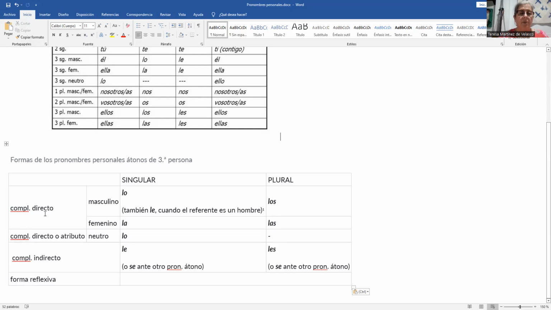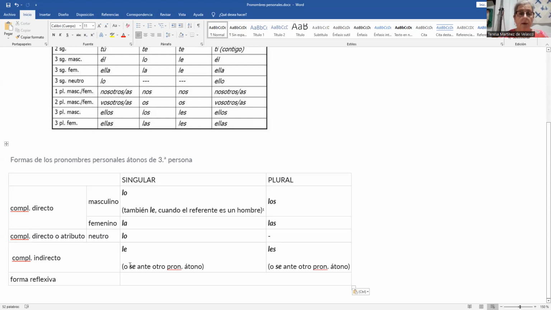Pay attention to direct object. For direct object, we use masculine lo, but also we use la. When we refer to a man, or an animal, we are going to use lo, right? If feminine, everything feminine, animal and persons, we are going to use la, right? For direct object, we use lo, and for indirect object we use le.